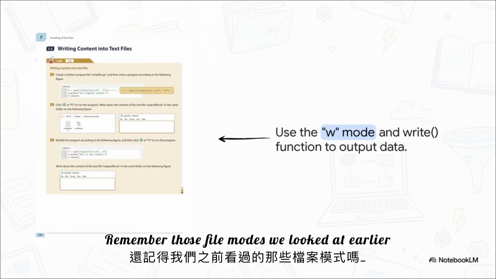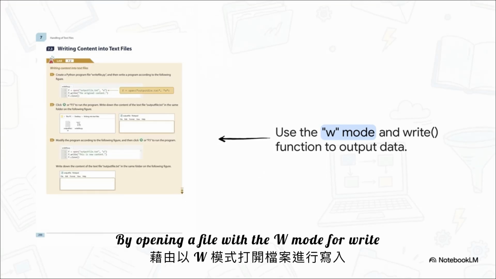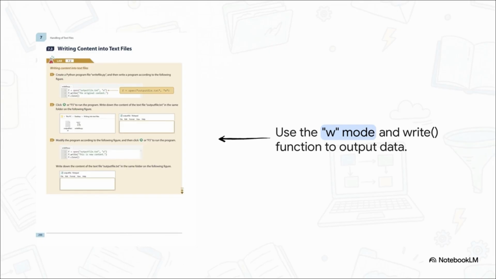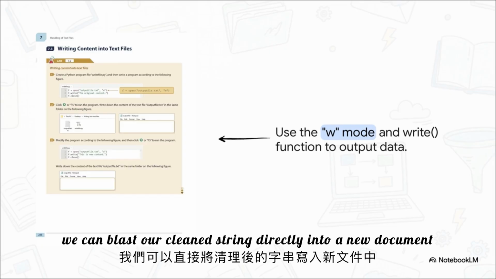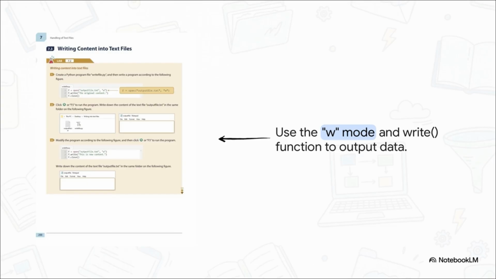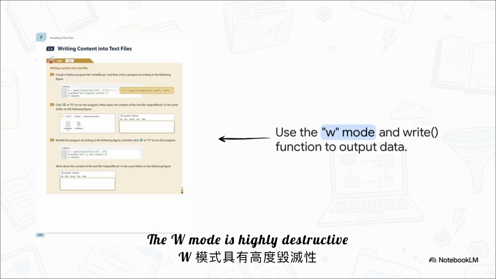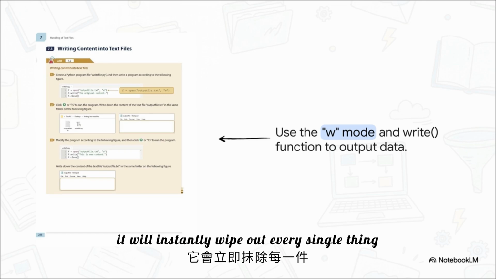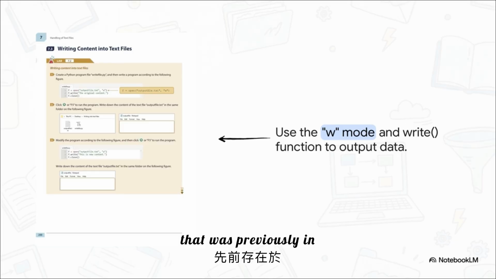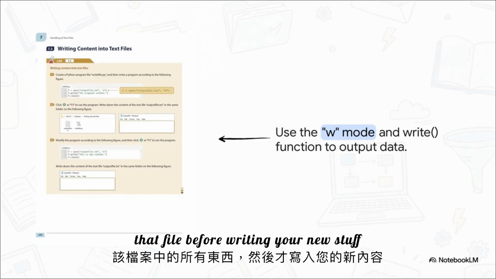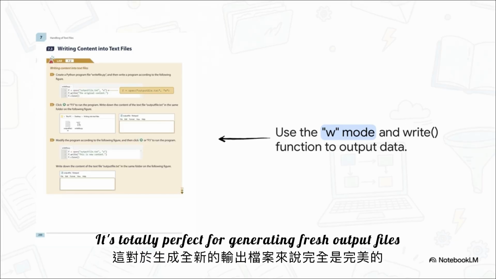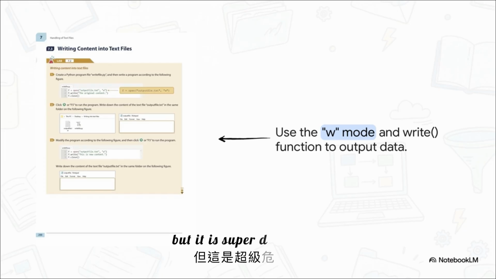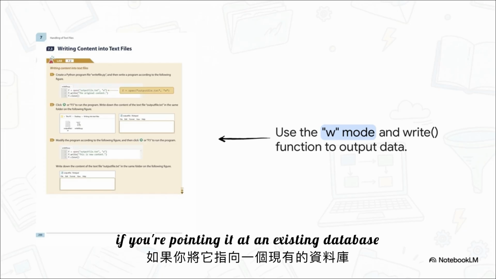Remember those file modes we looked at earlier? By opening a file with the W mode for write and using the write function, we can blast our cleaned string directly into a new document. But seriously, a quick word of caution. The W mode is highly destructive. If you open an existing file in W mode, it will instantly wipe out every single thing that was previously in that file before writing your new stuff.